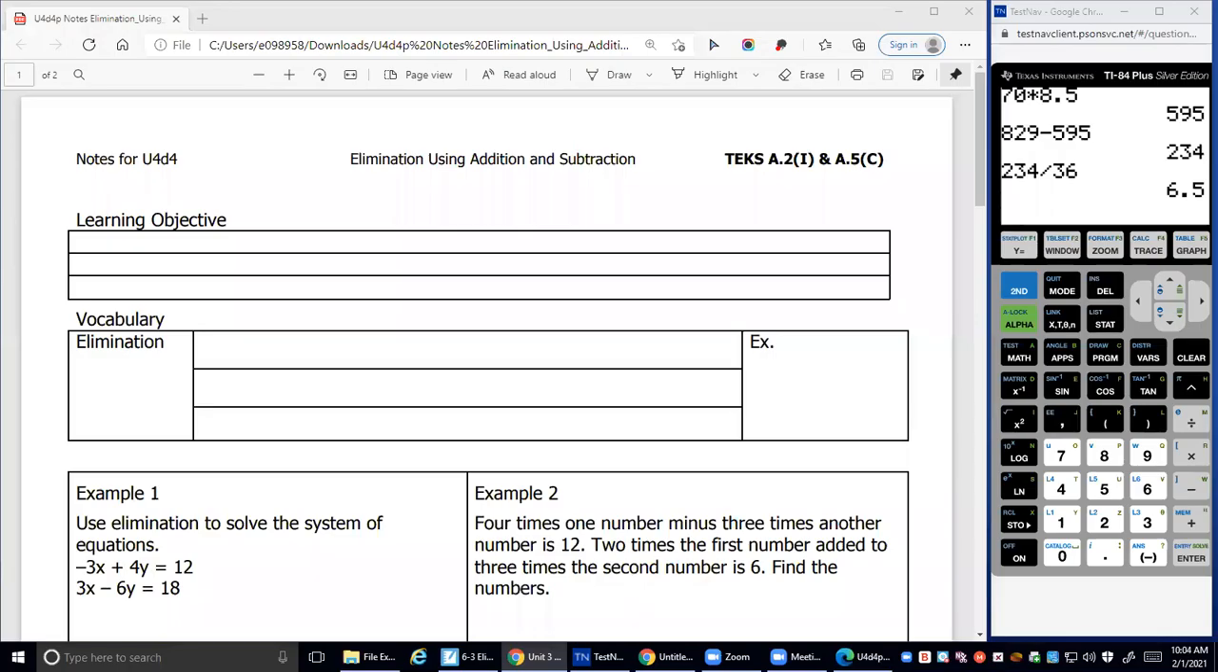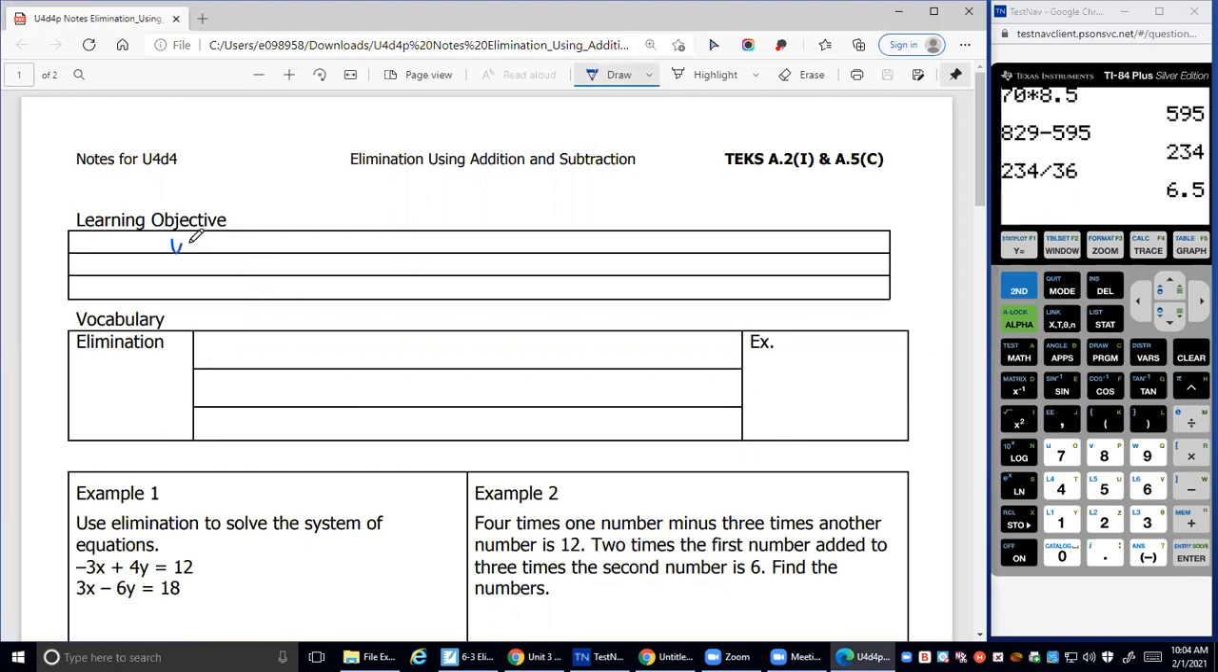All right, welcome. Today we're going to be talking about a brand new way to solve systems of equations. Last time we talked about substitution, and today we're going to be talking about elimination. It's kind of a cool method when it works, and I'm excited to show it to you.